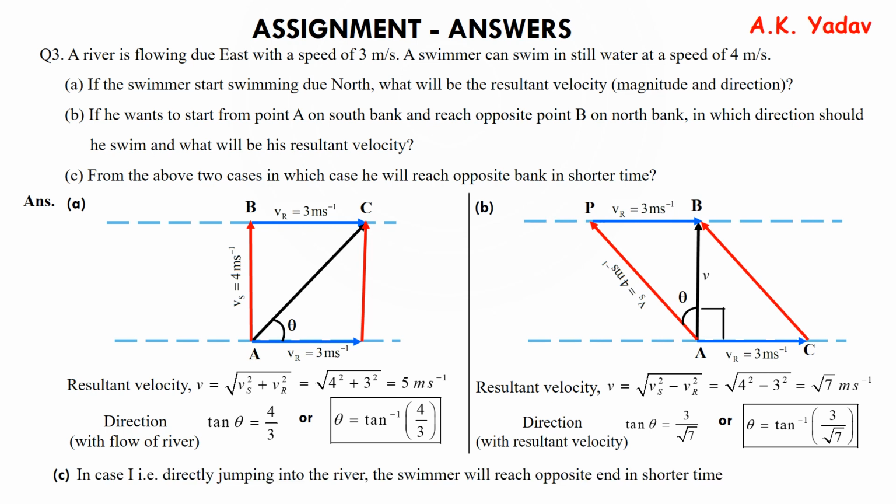C part, in case 1, that is directly jumping into the river, the swimmer will reach the opposite end in shorter time.